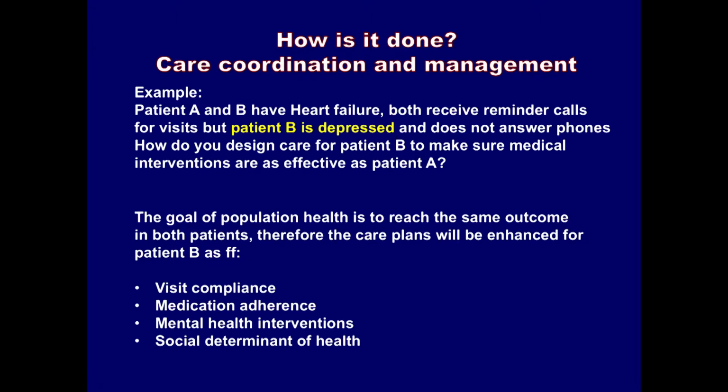So we have to design something different for patient B. That's what we have to do. So what do we do? We have to design something around visit compliance. We have to design something around medication adherence. We have to design something around mental health illness, right? Because this patient may have depression, I already said that, but it may be deep enough to require medication management to make sure that the person is now more inclined to respond to the medical interventions. And we also have to address the social determinants of health. Maybe the person couldn't afford coming to the doctor's office. Transportation, right? So we are going to create a care plan that addresses all these issues for patient B.